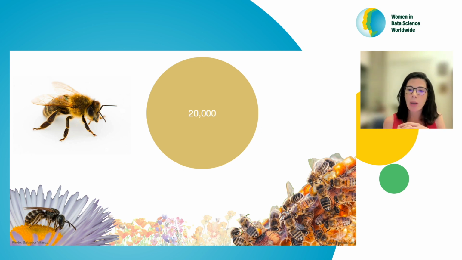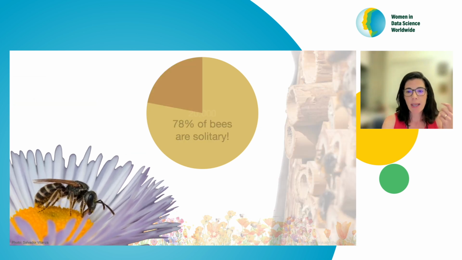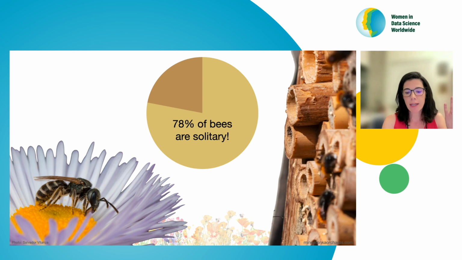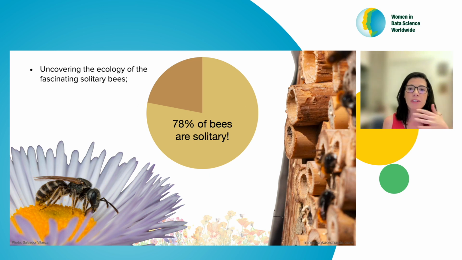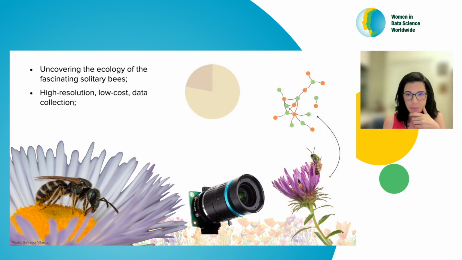For example, when you talk about bees, honeybees are usually the first thing that comes to people's mind. However, this is only one species out of the more than 20,000 bee species, and the majority of them are solitary, meaning that there is no division of labor. Solitary bees do everything on their own. They produce offspring, forage for resources, and also build and maintain the nest. So uncovering the ecology of these fascinating solitary bees is one open area of research.